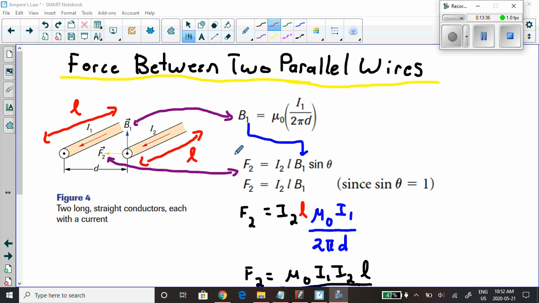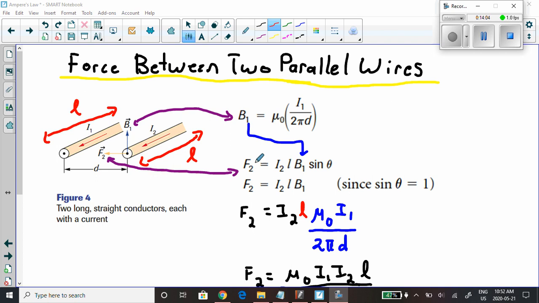But to get the magnitude of it, we have to do the following. First, how strong is the magnetic field B1 there? Well, from what we learned from Ampere, B1 is mu naught times the current I1 that caused it, all over 2 pi d. D is how far the magnetic field there is from its source, from the wire. So that's what the strength of B1 is right there.